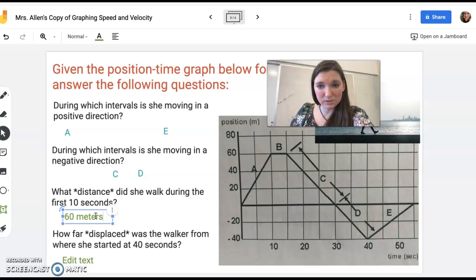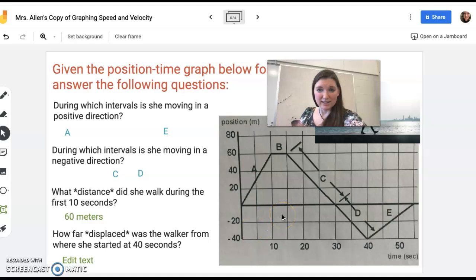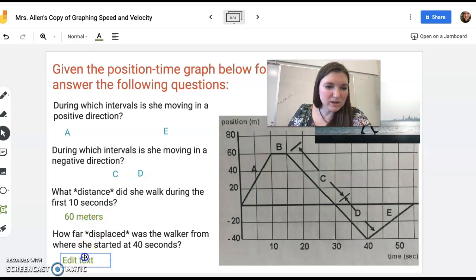How far displaced was she? So when we're talking distance, it's like all of these added up together. This one was just the first 10 seconds, so it's just this one. But displacement is just like to take a snapshot, where they start and where they end. At 40 seconds compared to here, she is negative 40 meters from where she started. So you can think about this as like she's really just traveling in a line. She goes forward a bunch of steps, and then she goes backward a bunch of steps. So negative 40 meters here.